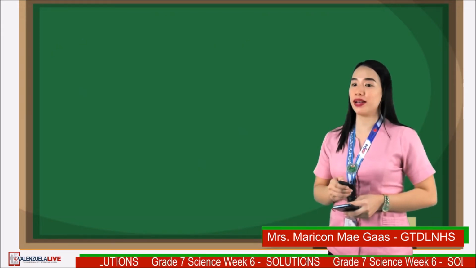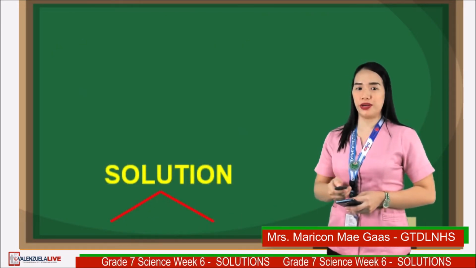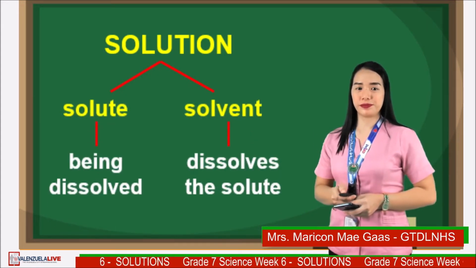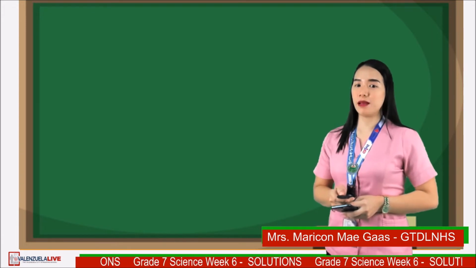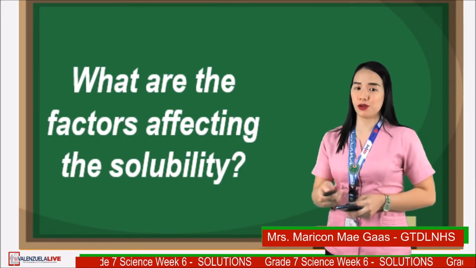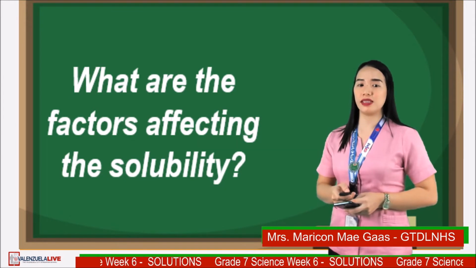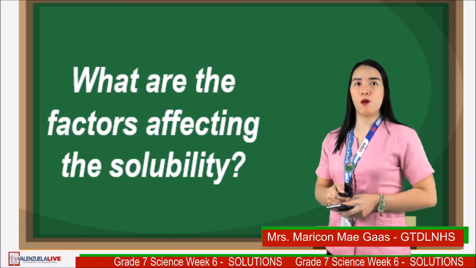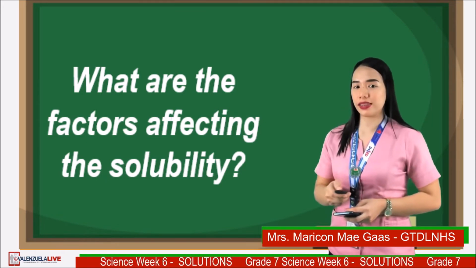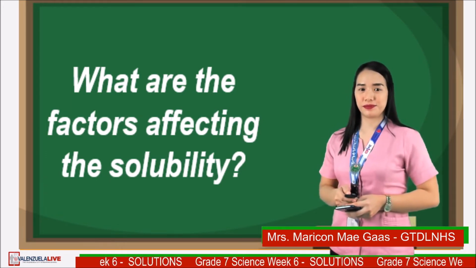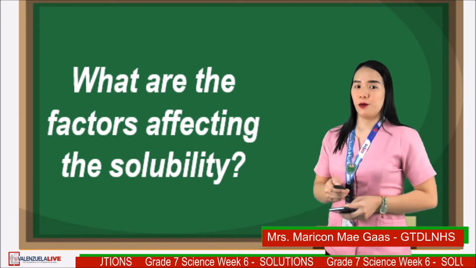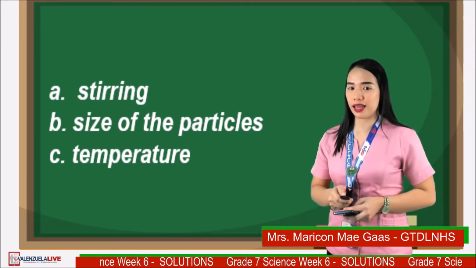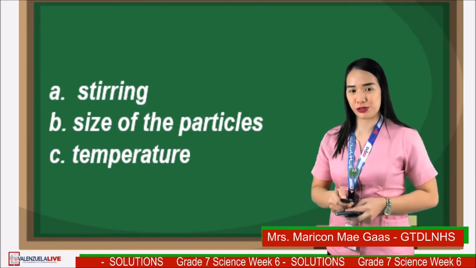To wrap up our lesson for today, solution is a mixture of solute and solvent. Solute is the substance that is being dissolved, while solvent is the substance that dissolves the solute in a solution. Question: what are the factors affecting the solubility? We have stirring, size of the particles, and temperature.